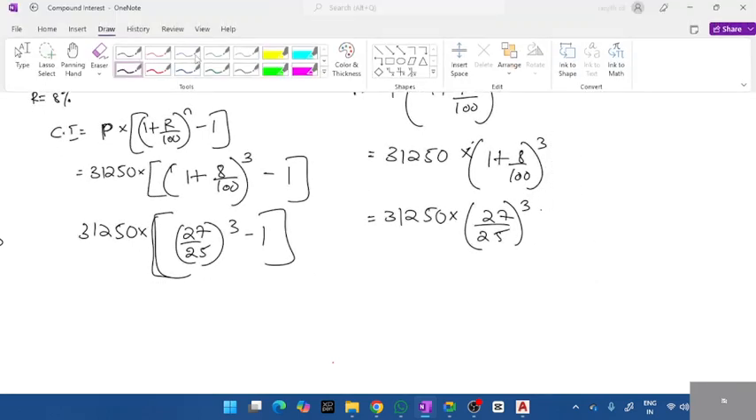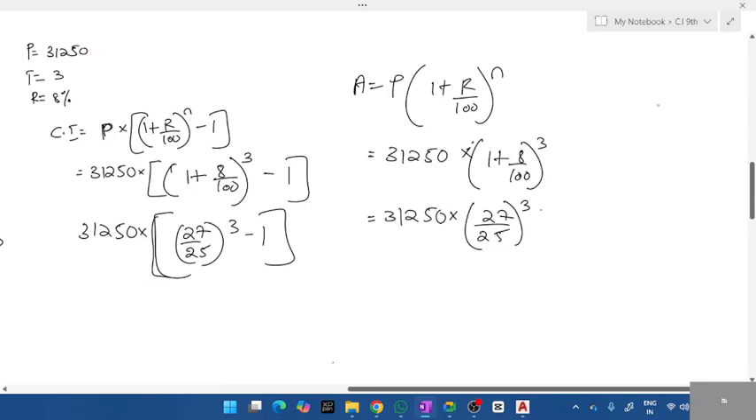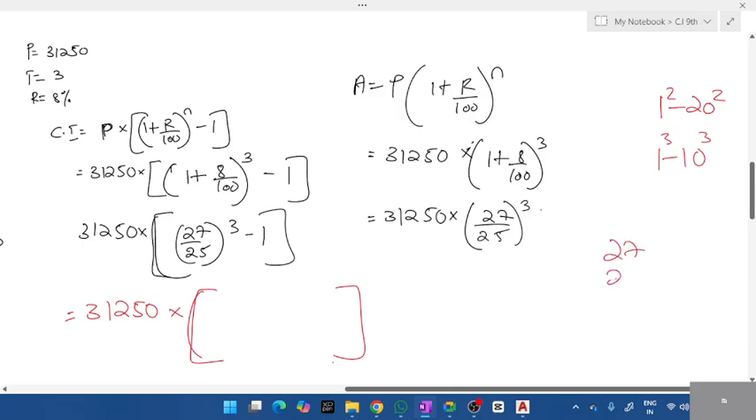Except minus 1. So I told you all to go through, in the first class, first chapter itself, squares from 1 to 20 and cubes from 1 to 10. But here it is 27. Now look at the compound interest value. 31,250 multiplied by, find the value of 27 cube. All of you multiply 27 into 27 into 27. What's the answer?